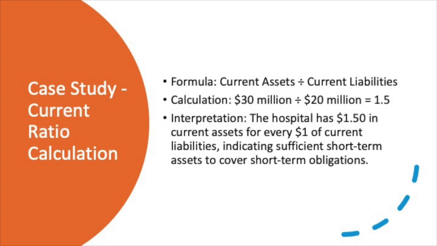Next, let's calculate the current ratio. For this, we'll divide the current assets by the current liabilities. So that's $30 million divided by $20 million, which gives us a current ratio of 1.5. This means that the hospital has $1.50 in current assets for every $1 of current liabilities, indicating that it has sufficient short-term assets to cover its short-term obligations.